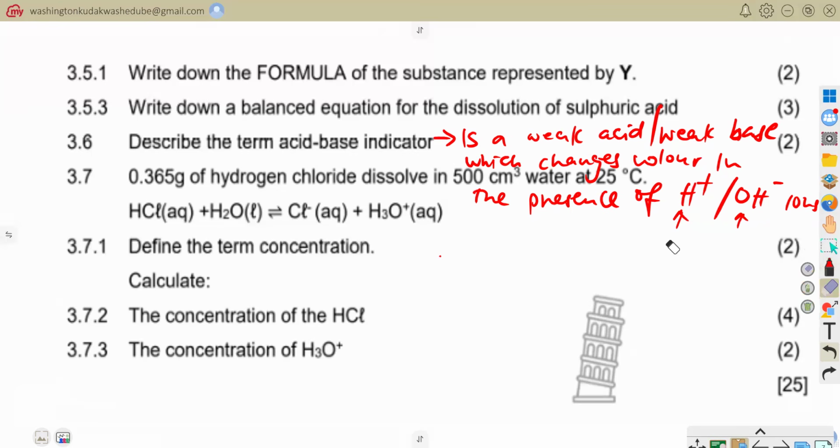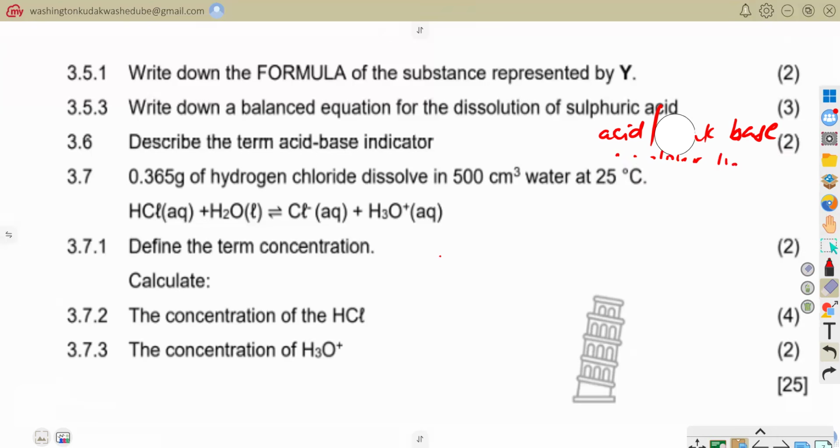Now allow me to wrap that up. I'm sure we took notes of that. So after saying that, let's go to the following question. Our following question was saying 0.365 grams of hydrogen chloride dissolve in 500 cubic centimeters of water at 25 degrees Celsius. This is the reaction.